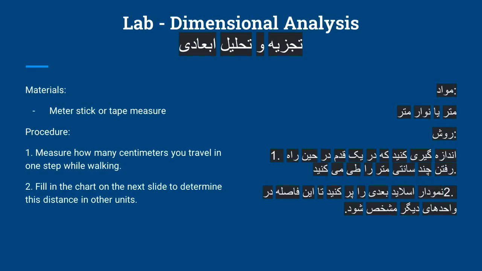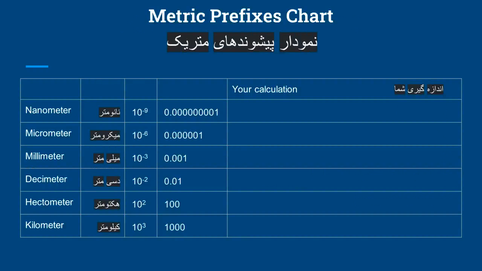Hi again, my name is Maddie, and for this lab we're going to practice converting in between different metric units. You will need a meter stick or tape measure to measure your step. Use your measuring tool to record how many centimeters one step walking is for you. It may be easiest to do this if you work with a partner. There's a chart on the next slide that you may copy into your notes and fill in with your calculations.